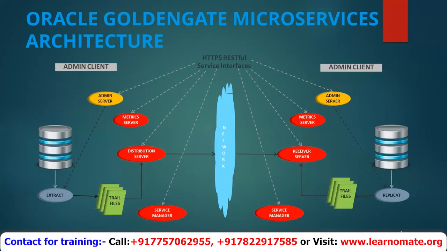So if you see, the service manager is basically managing all the services. The performance matrix server you can run on both sides. Each instance has a performance matrix server, which monitors the GoldenGate performance in your environment. So this is how you configure.